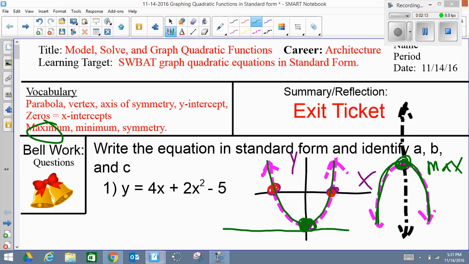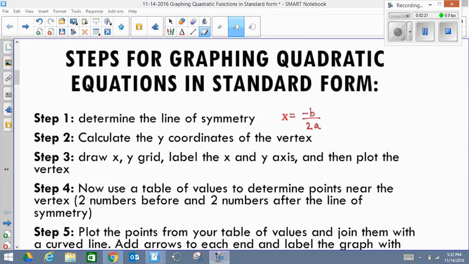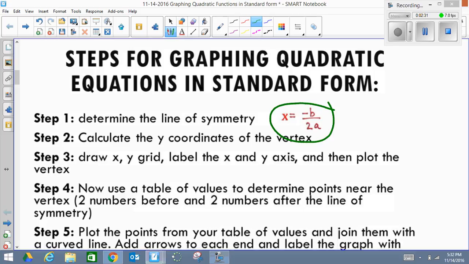Now, today we're going to go straight to reading the steps for how to graph a quadratic equation in standard form. Now we have the steps right here. The first step is to determine the line of symmetry. This is the formula to determine the line of symmetry: x equals negative b over 2a. And we'll talk about that more in a minute. Calculate the y-coordinate of the vertex. Okay. Draw an x and y grid, which is the coordinate plane.